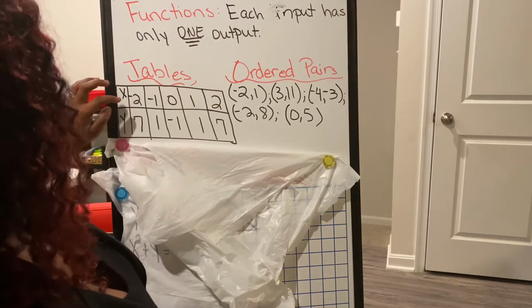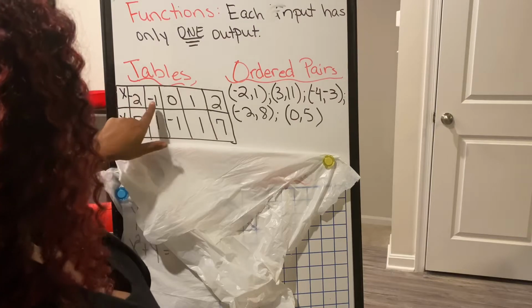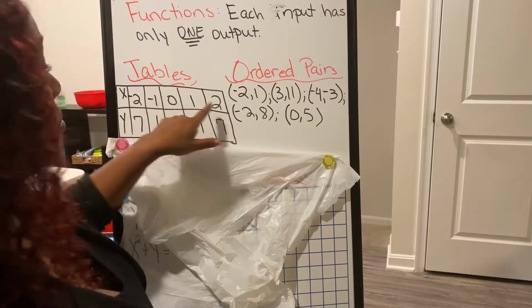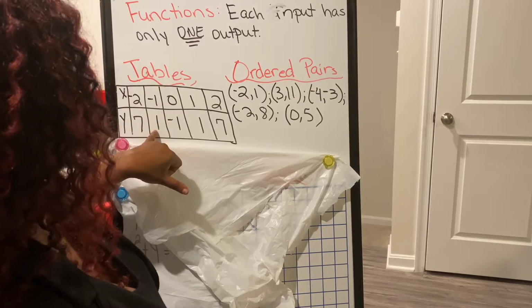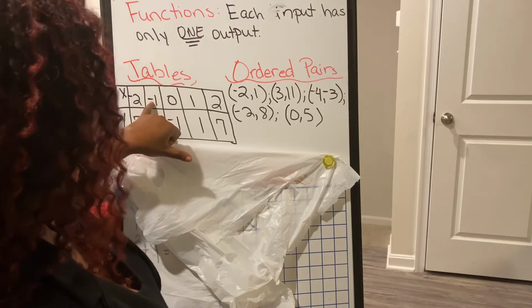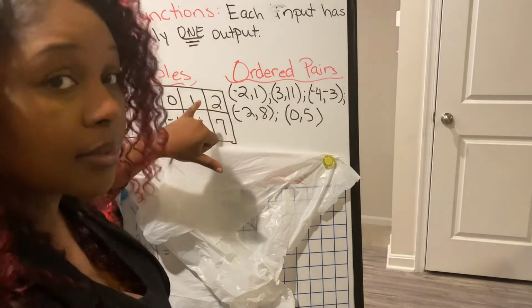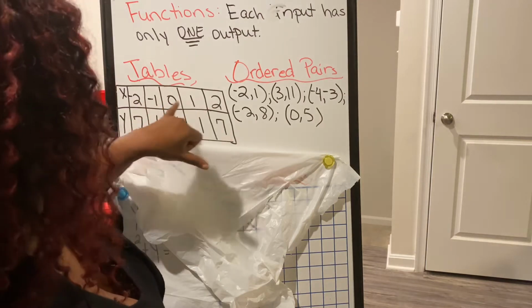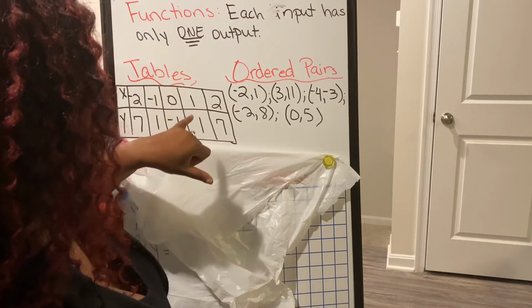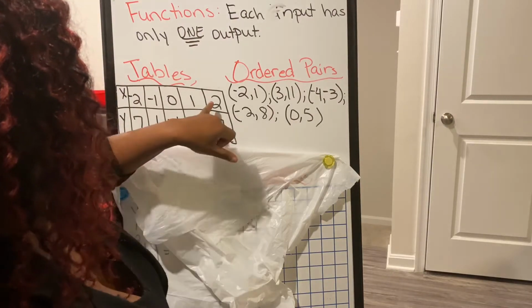So this -2 has a 7. Do we see -2 anywhere else? No. This -1 has a 1. Do we see -1 anywhere else up here in our inputs? No. 0, that's the only 0. +1, that's the only +1. And 2, that's the only +2.